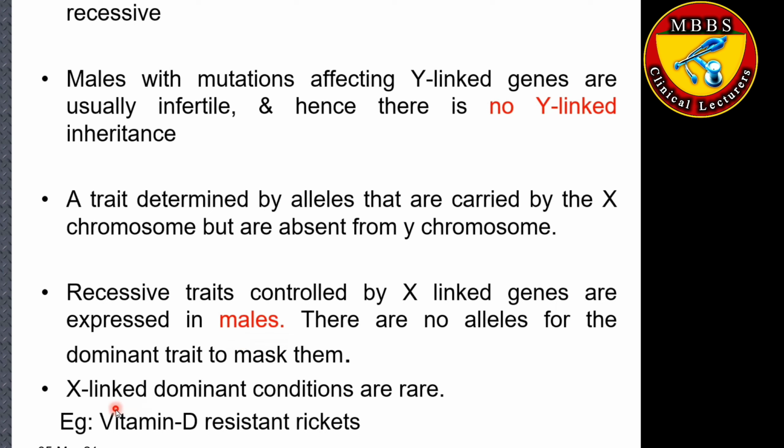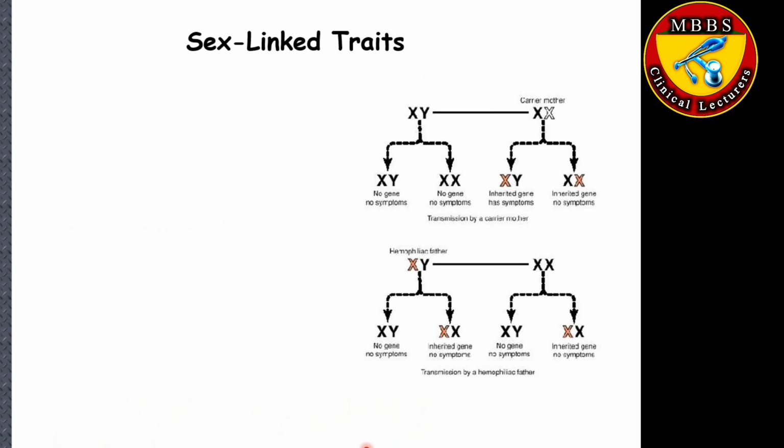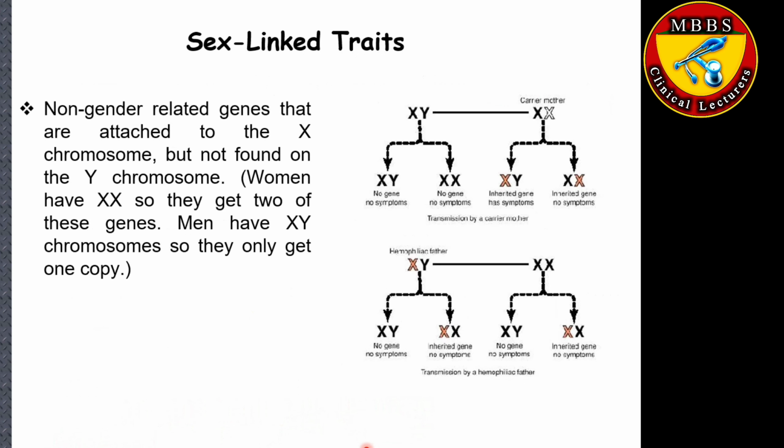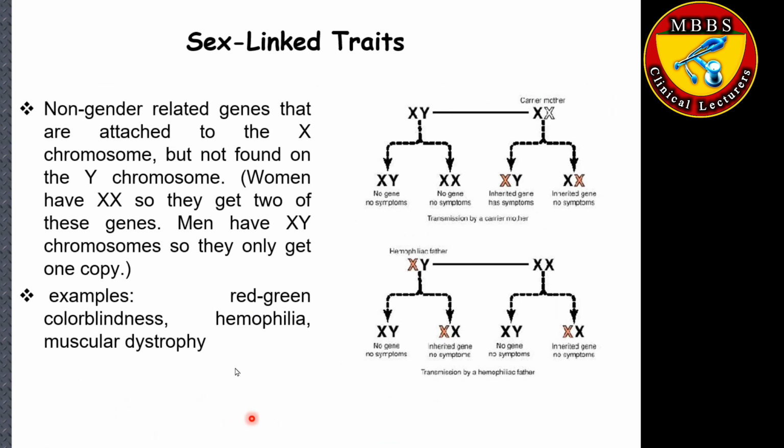And there are certain X-linked dominant conditions as well, but they are very rare. Just to remember that vitamin D resistant rickets is an X-linked dominant condition. Okay. Now here I'm trying to explain the X-linked traits: how to understand why it is inherited in the females and not inherited in the males, and the females are the carriers. So non-gender related genes that are attached to the X chromosome but not found on Y chromosome.